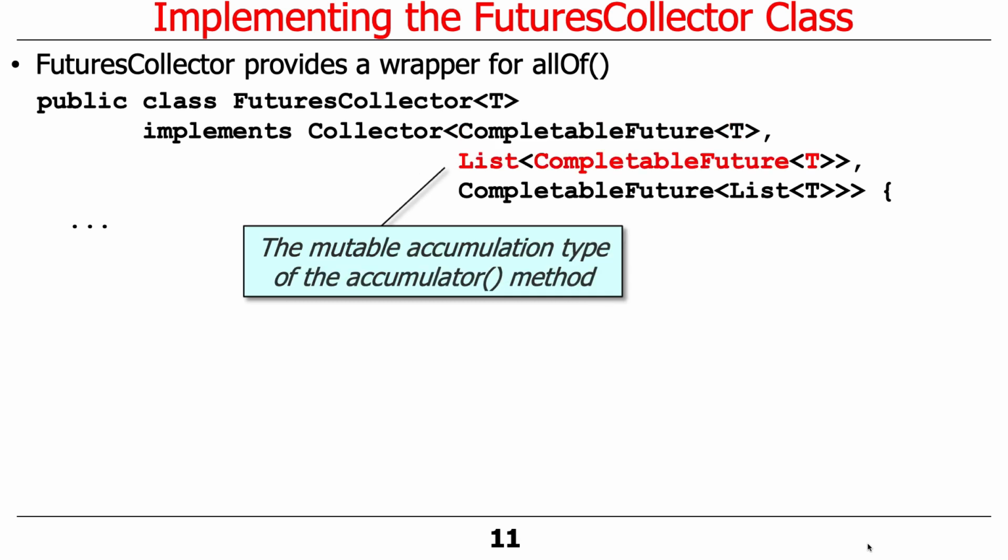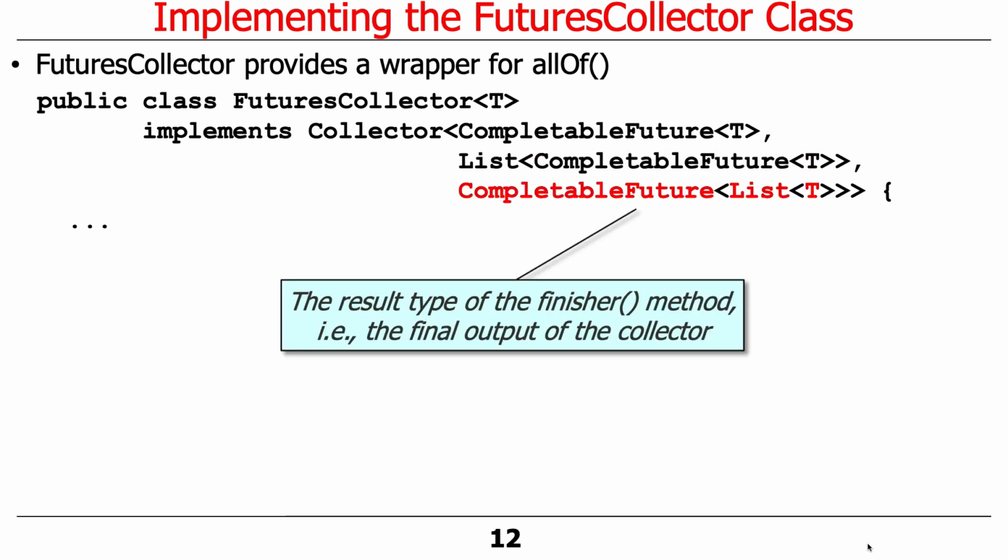The second element in the generic parameter list here is the mutable result container, which in this case is the accumulation type that we're going to be accumulating the stream into. And this will be a list of completable futures to type T. So that's what we're collecting the stream into, which makes sense. We're trying to collect this stuff into a collection, a list.